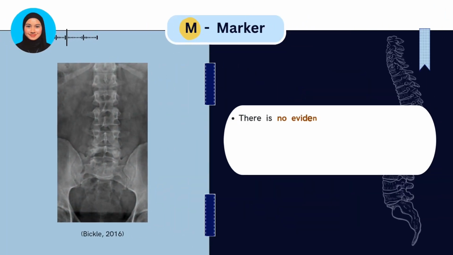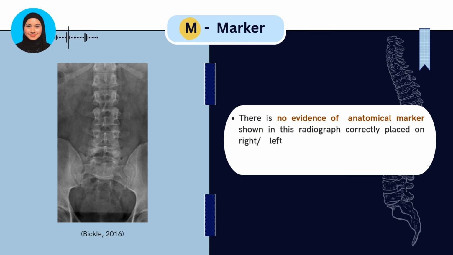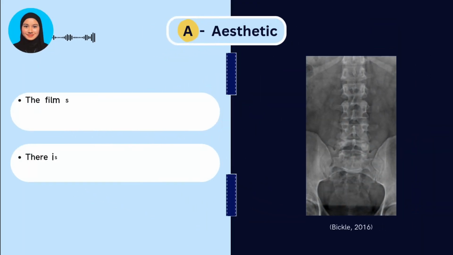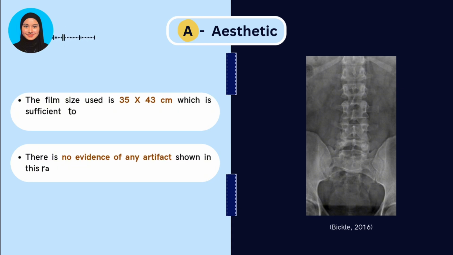Next is marker. There is no evidence of an anatomical marker shown in this radiograph, correctly placed on the right or left side of the film and placed appropriately, not superimposing any region of interest. Next, aesthetic. The film size used is 35 by 43 centimeters, which is sufficient to demonstrate all structures of interest. And there is no evidence of any artifact shown in this radiograph.